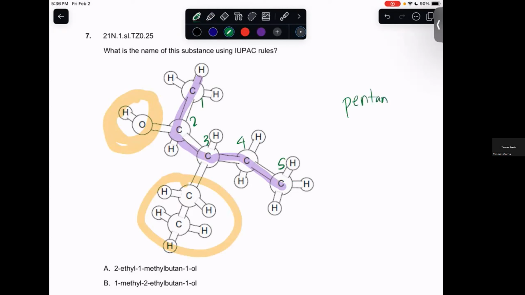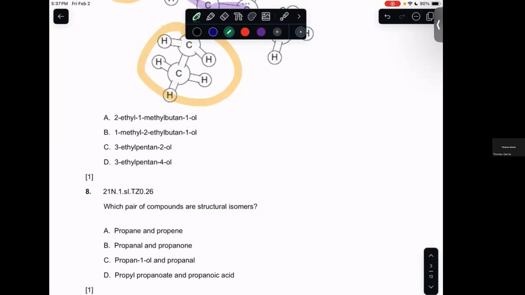pentane, but it's pentan-2-ol, and that'll represent that alcohol right there. And now I just have to represent the ethyl group. So that's on carbon 3, 3-ethyl pentan-2-ol. Sorry, that's pentan-4-ol. 3-ethyl pentan-2-ol, C.